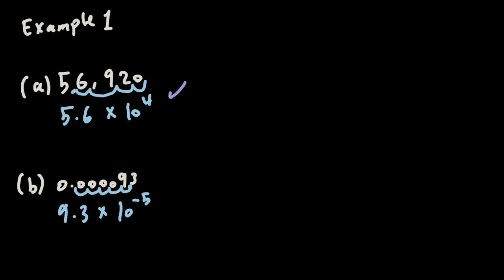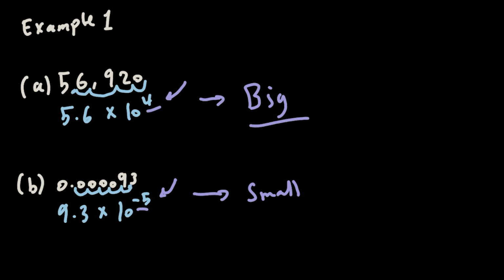Just notice here that we have a positive power, which is 4, and here we have a negative power, which is minus 5. In this case, the number is big, but in this case, the number is small. So when we see a small number, the power will always be negative. When we see a big number, the power will always be positive.